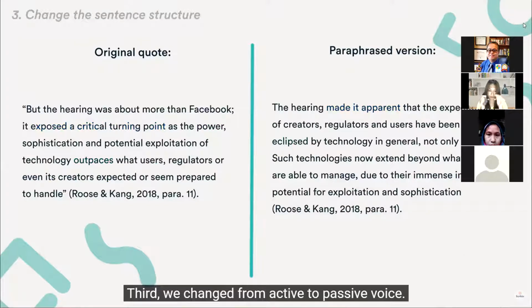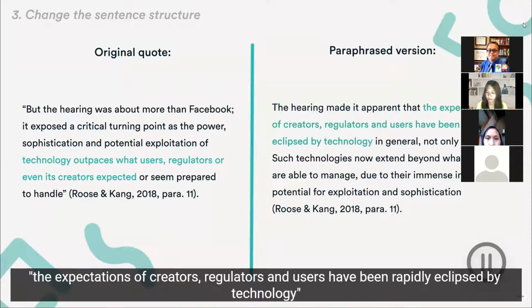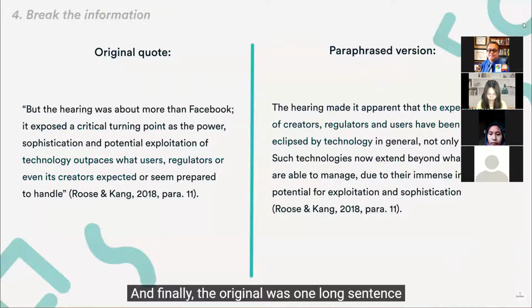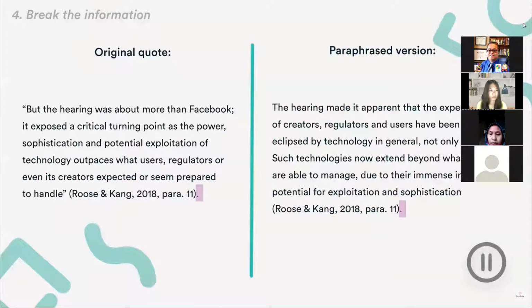Third, we change from active to passive voice. Technology outpaces what users, regulators, or even its creators expected. The expectations of creators, regulators, and users have been rapidly eclipsed by technology. And finally, the original was 1 long sentence. We broke it into 2 smaller sentences.